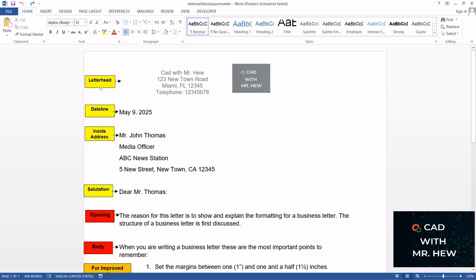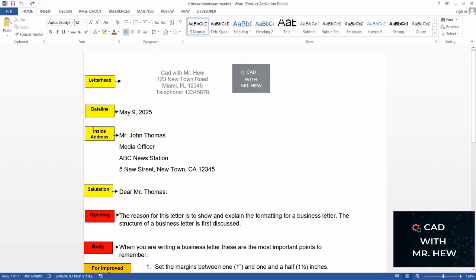So this is the header with the letterhead in the top section. Then we have the date line. You're to type out the entire month of the year. For example, you wouldn't write 9/5/2025. You have to write out the word May.